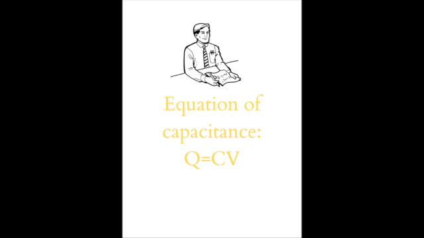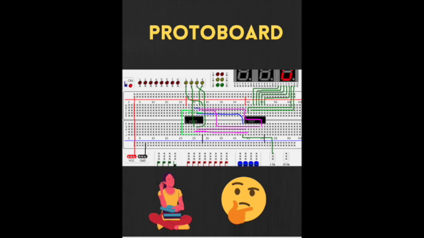To find out the capacitance, we have the following formula, which is Q equal C times V, where Q is the charge, V is the voltage, and C is the capacitance. Let's remember that the capacitance is in farads. The charge must be measured in coulombs and the voltage in volts.